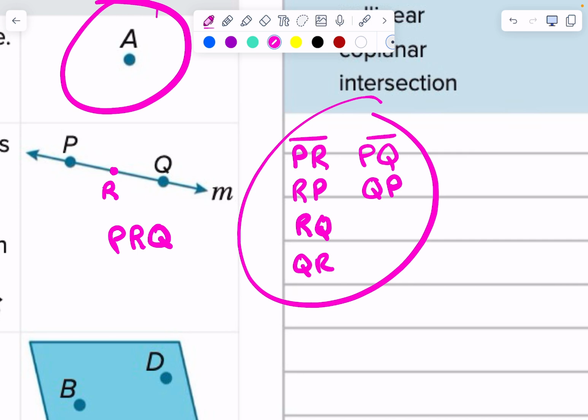And each one of these should have lines over top of them. Or you could just call it line M, right? But not every line has a cursive letter. You will find that, okay?